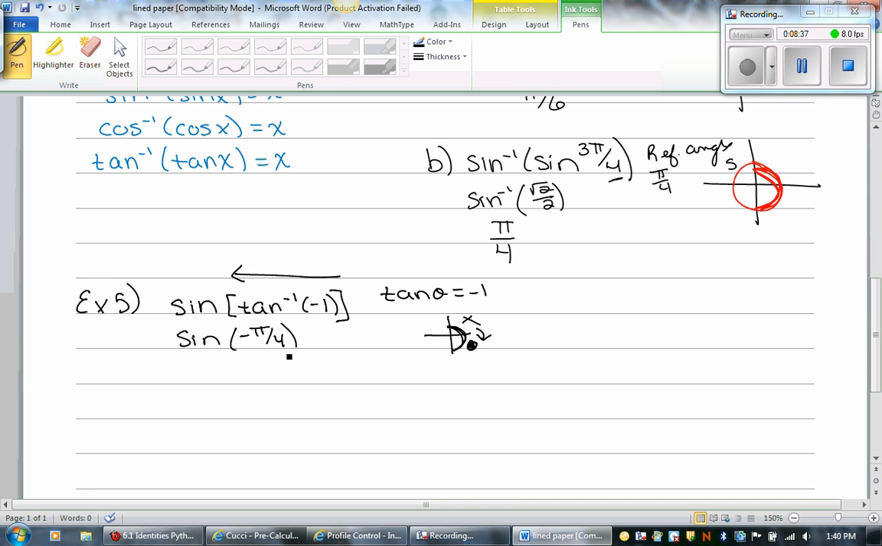So now this brings me to sine of negative pi over 4. And I know that sine of pi over 4 in the first quadrant is radical 2 over 2. But since I want negative pi over 4, which again is in that fourth quadrant, it's going to become negative radical 2 over 2, because sine is negative in the fourth quadrant.